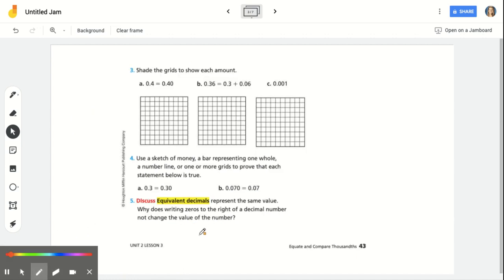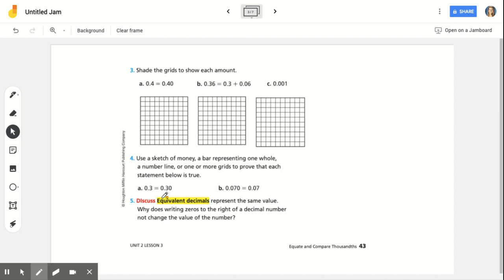All right, number 3 says shade the grids to represent each amount. Let's take a look at A. How do you say this number out loud? 4/10 is equal to, how do you say this number out loud? 40 hundredths, okay? And then we have that equal sign in the middle of them to represent that these are 2 different decimals written 2 different ways, but they are in fact equal to each other. And we're going to represent that in this grid.